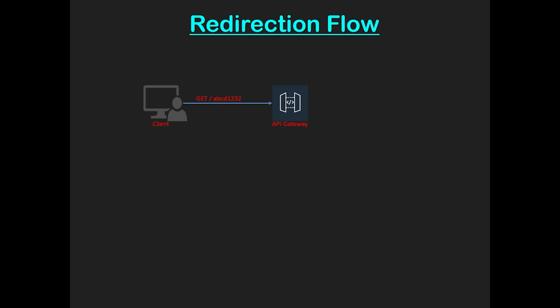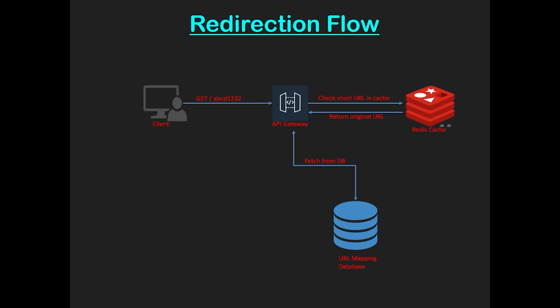Then our API gateway's first stop is Redis. Redis is the speedy in-memory cache. It asks, hey Redis, do you know where this ABCD1232 points to? If Redis has the answer, then it's a cache hit and boom, instant redirection. But if not, I mean, when you miss the cache, we fall back to the database. Now why Redis? Because it's fast, like replying to 'are you still awake' at 2 a.m.